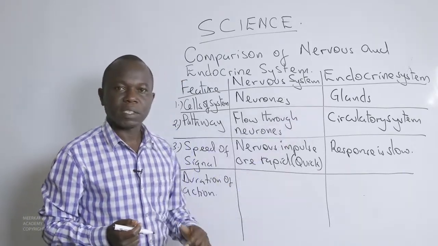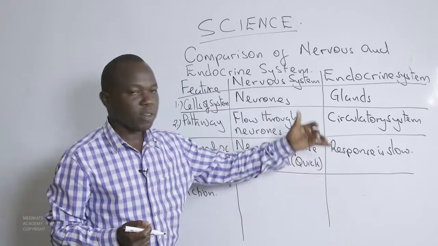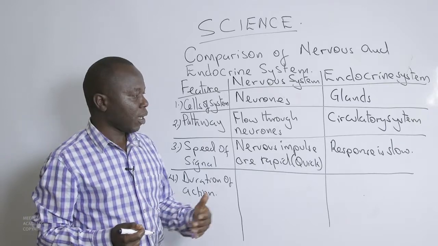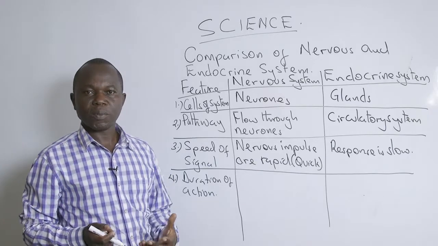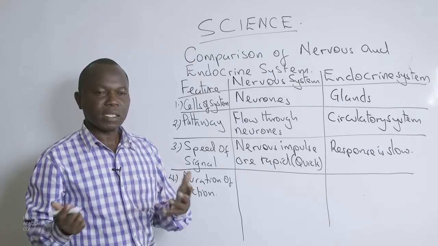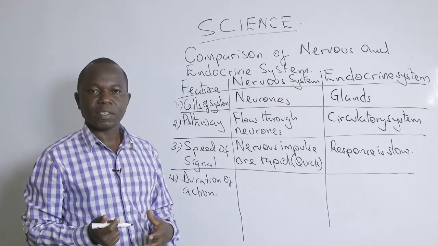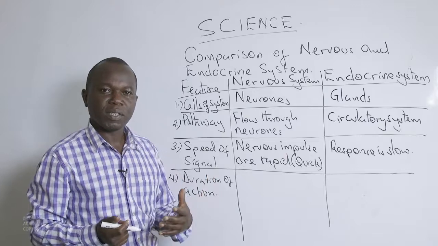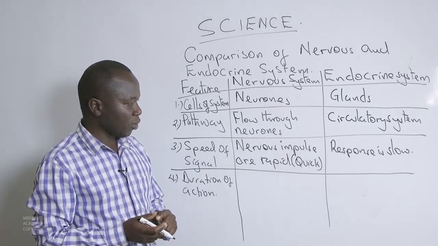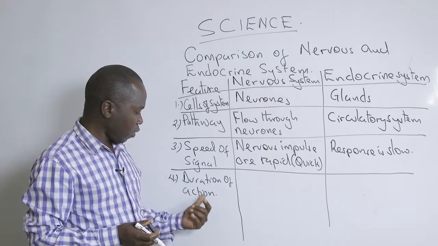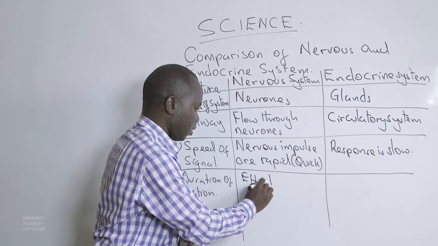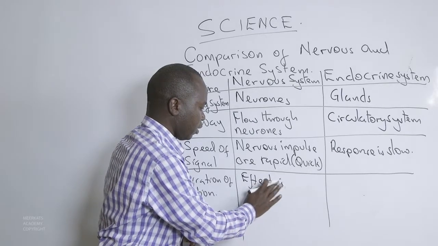But for endocrine system, the effect of hormones can last for a longer time. Look at the effect of growth hormones. Growth hormones usually have, in fact, a slightly permanent effect on an individual. Once somebody has grown, he cannot regress back to the original position. So duration of action, effect, is short-lived.